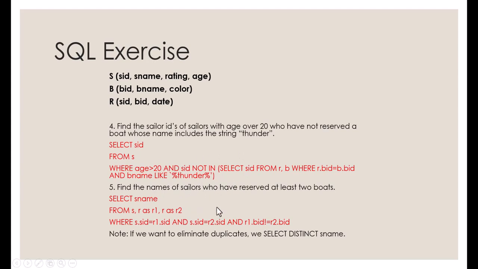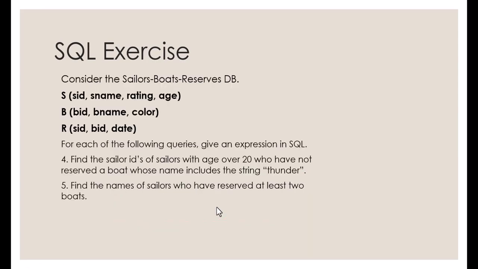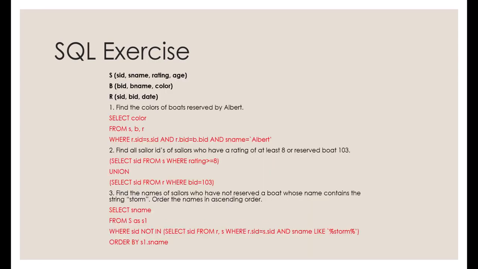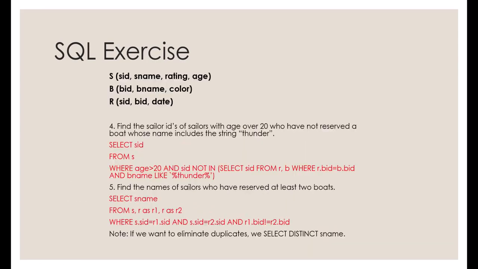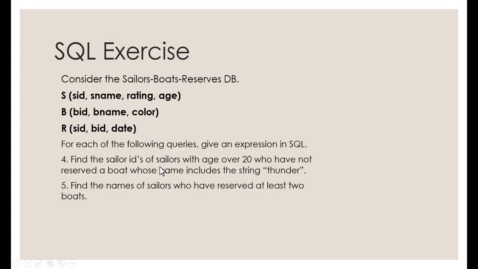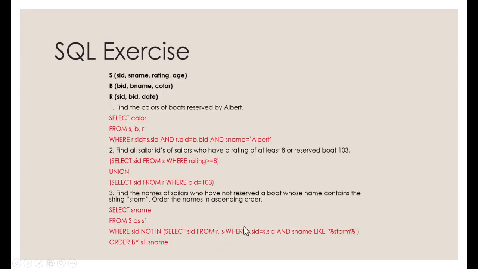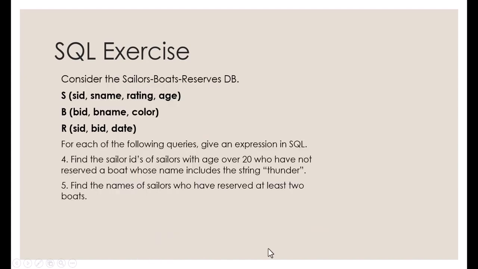Actually, I think there was an error here. Number 3 and number 4 are very similar, the only thing is that this was added here. So this actually should be R and B. And then the boat name should be like, the name of the boat, it's not the name of the sailor. And then it should have storm. And then order by, and this should be boat name.